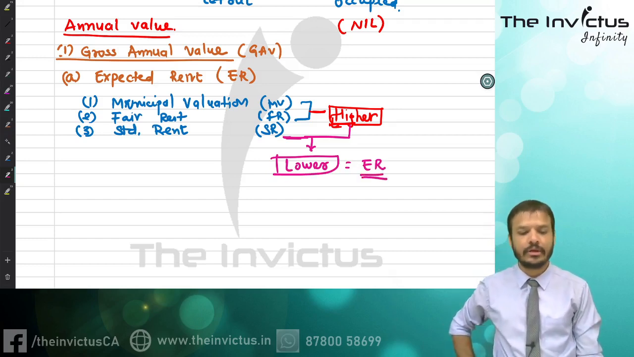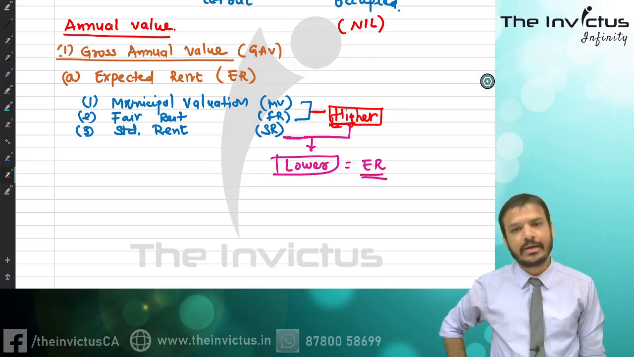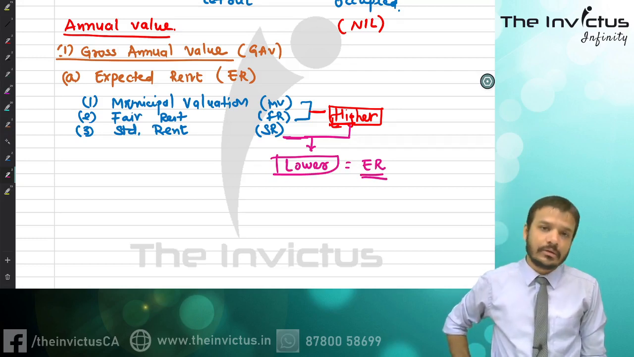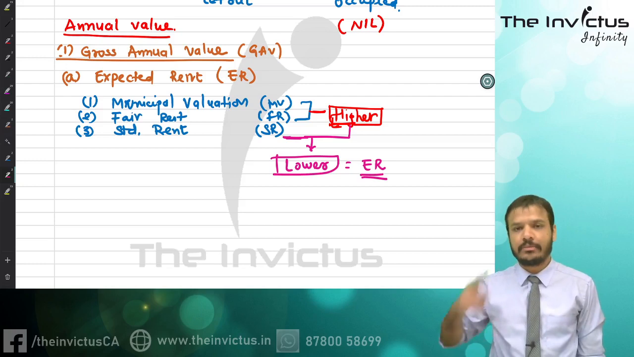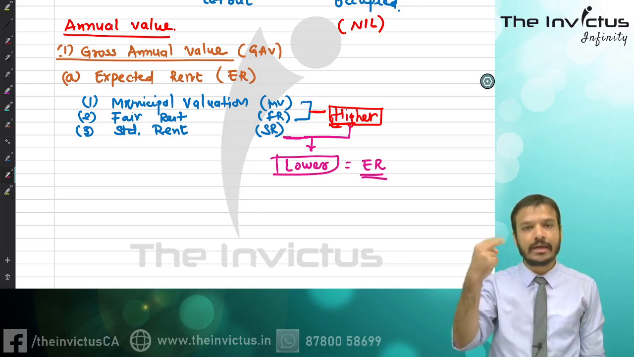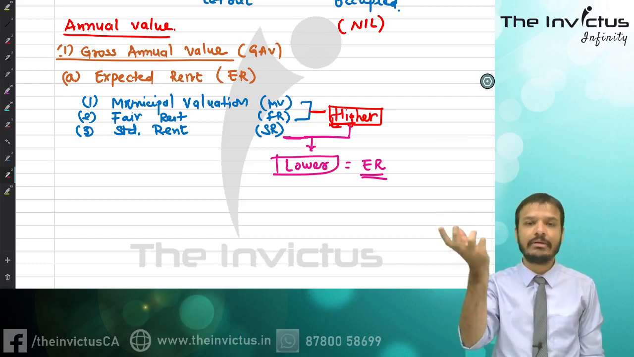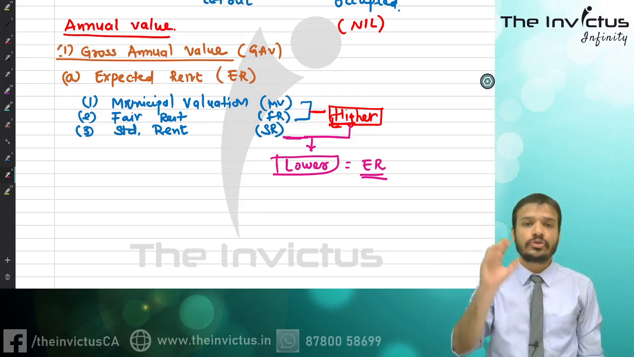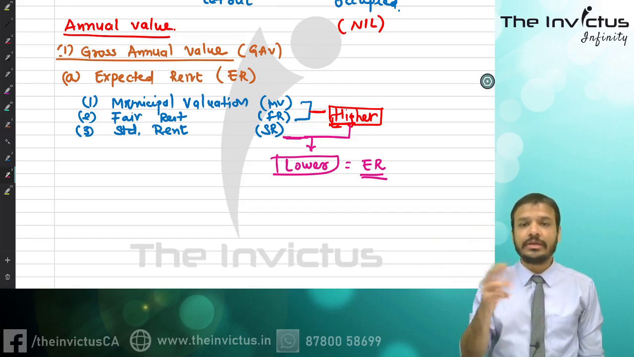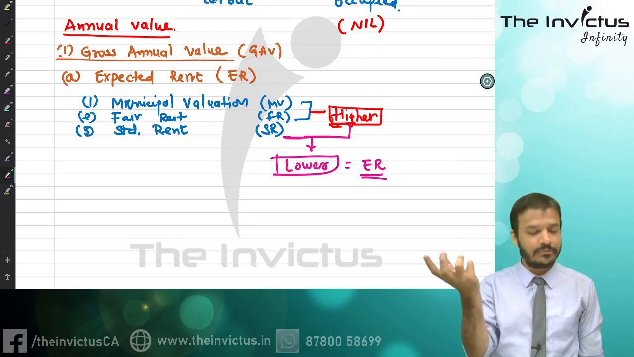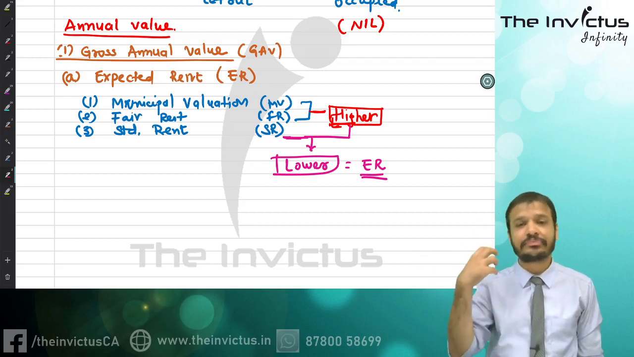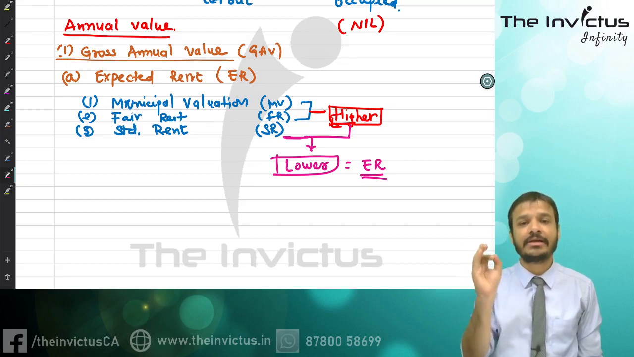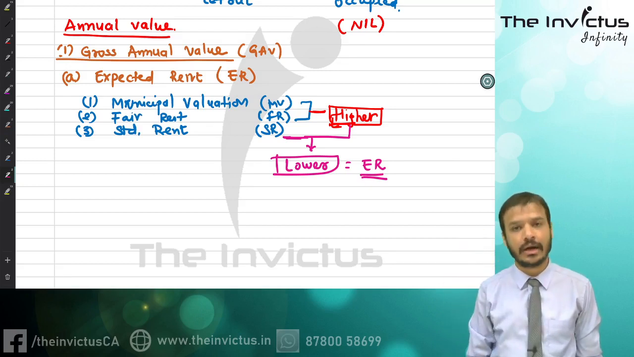Computation of GAV: municipal valuation, fair rent and standard rent, three things I need to compare. First of all, I'll compare MV and FR, whichever is higher, and that higher amount I will compare with standard rent, that is SR. The lower of the two, the higher amount between MV and FR and standard rent, will be considered as expected rent, that is called ER.